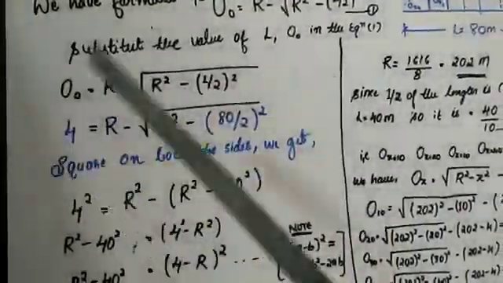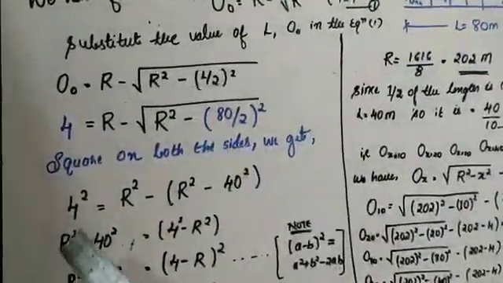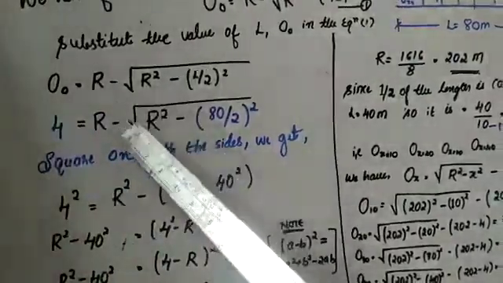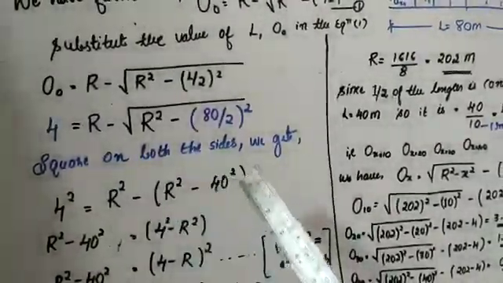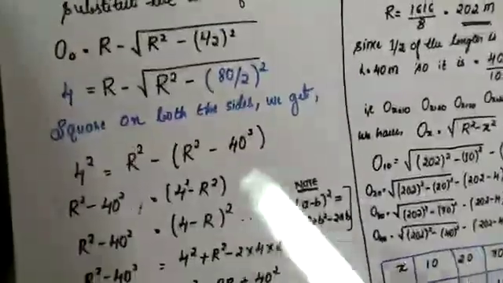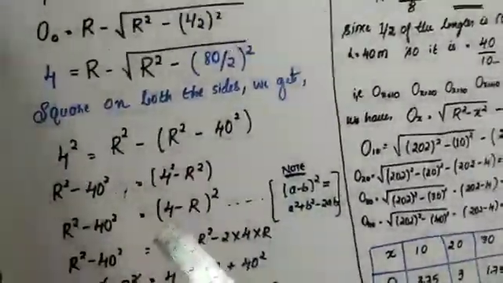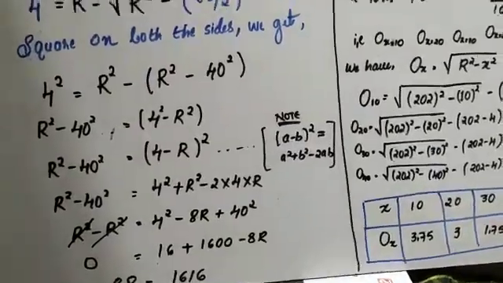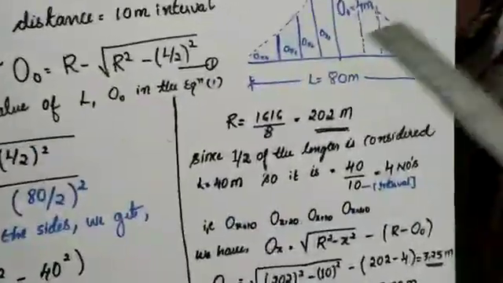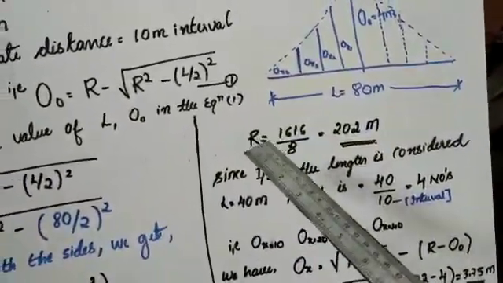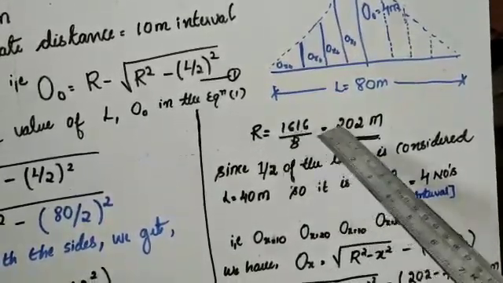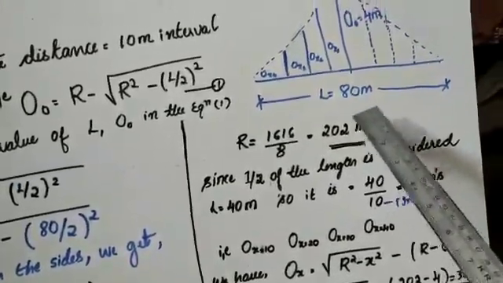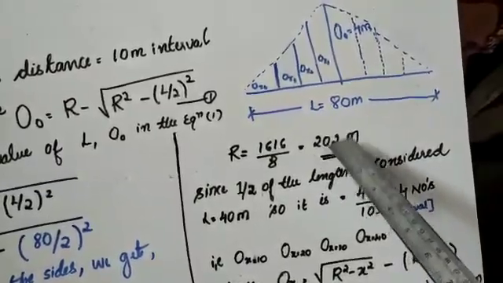Both on LHS and RHS you need to do the square. When you do the square, the square root cancels with the root and you will get like this. So arrange that. Finally after arranging you will get the R value as R is equal to 1616 divided by 8. You will get finally the value of R as 202 meter.